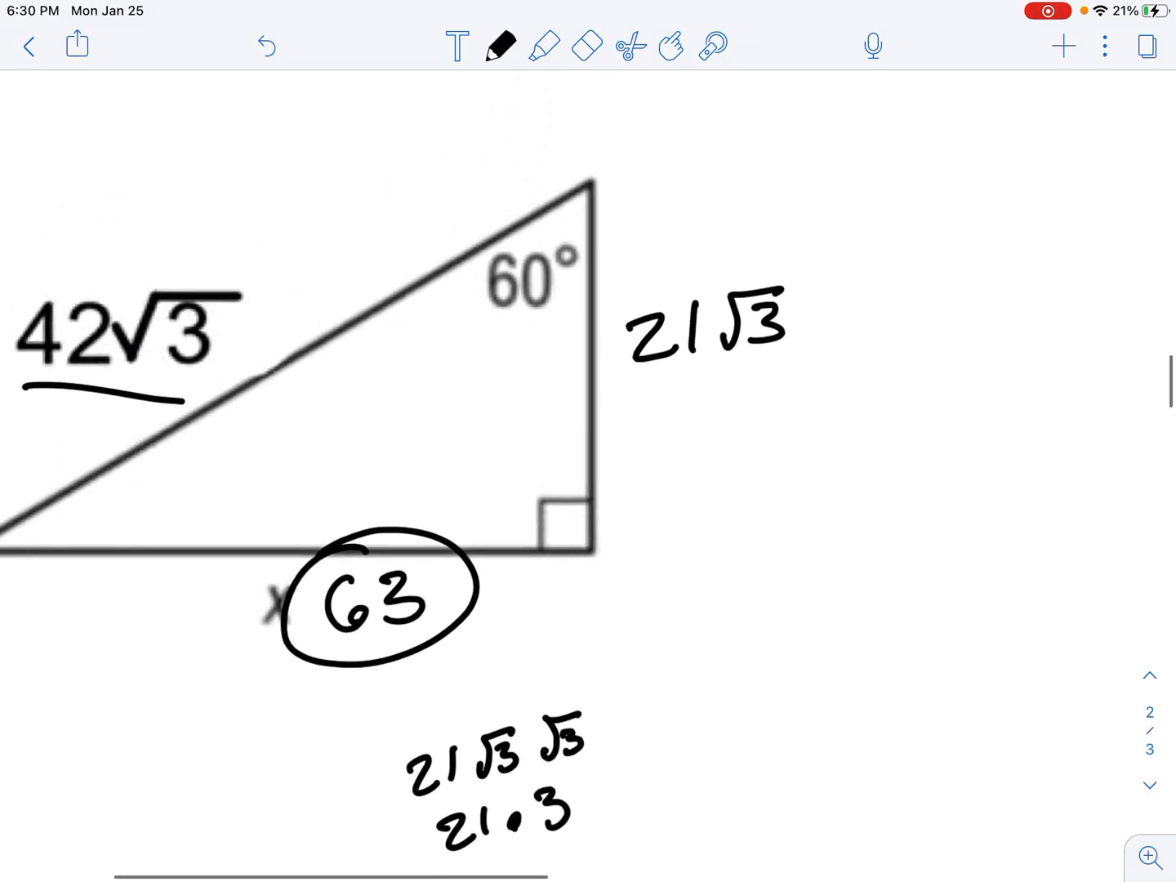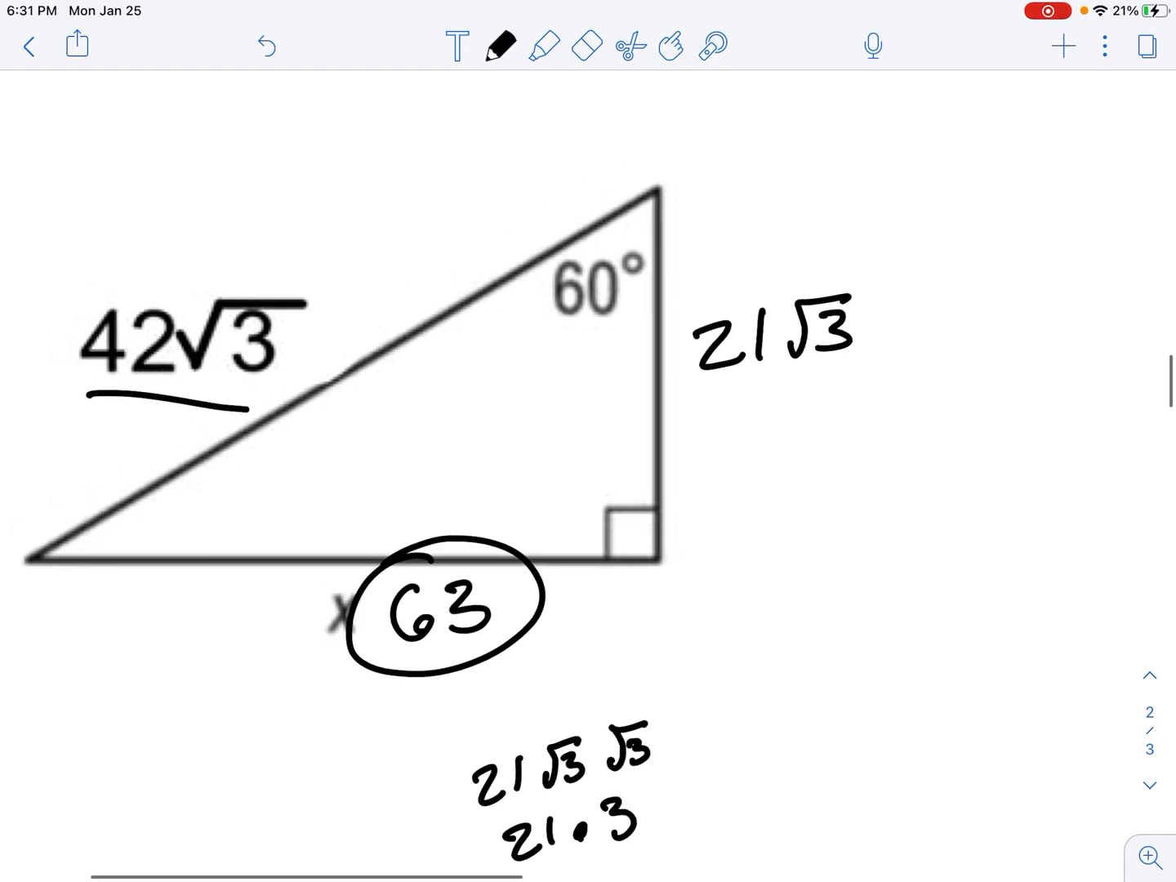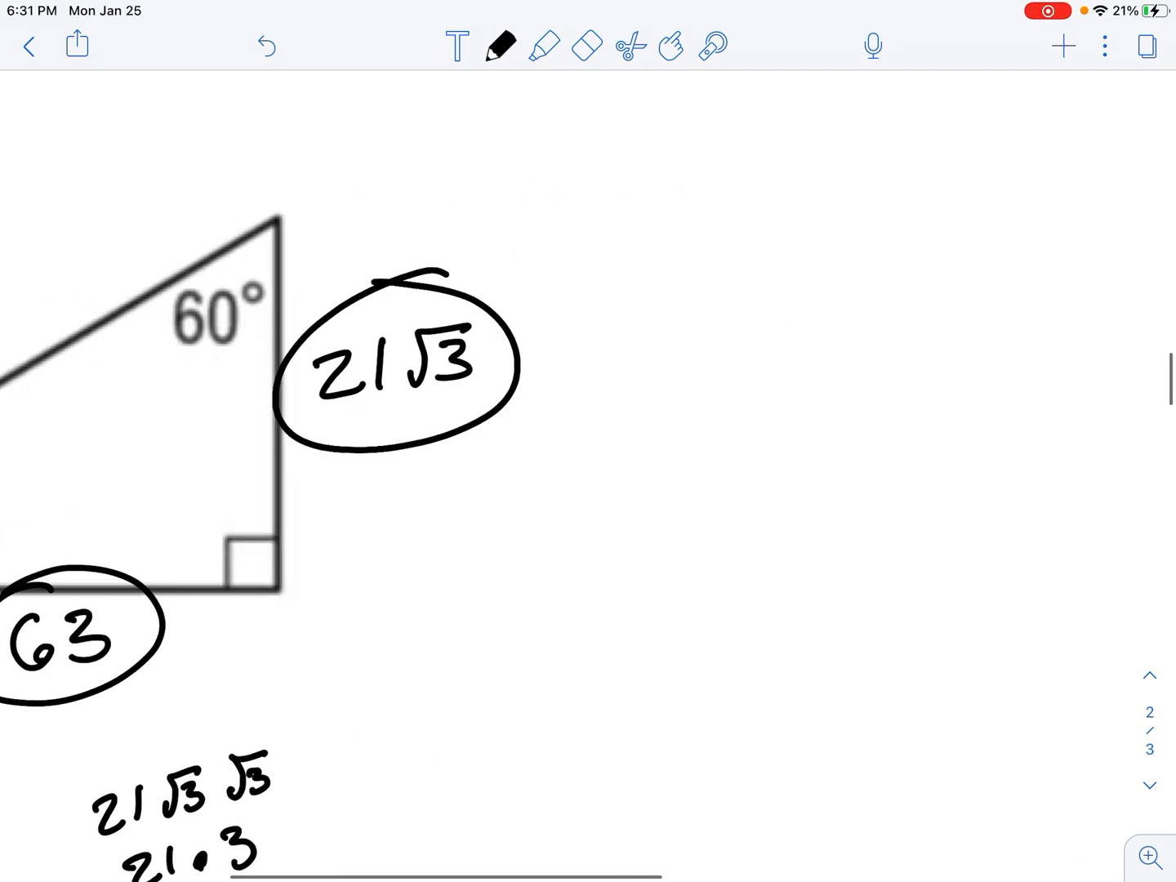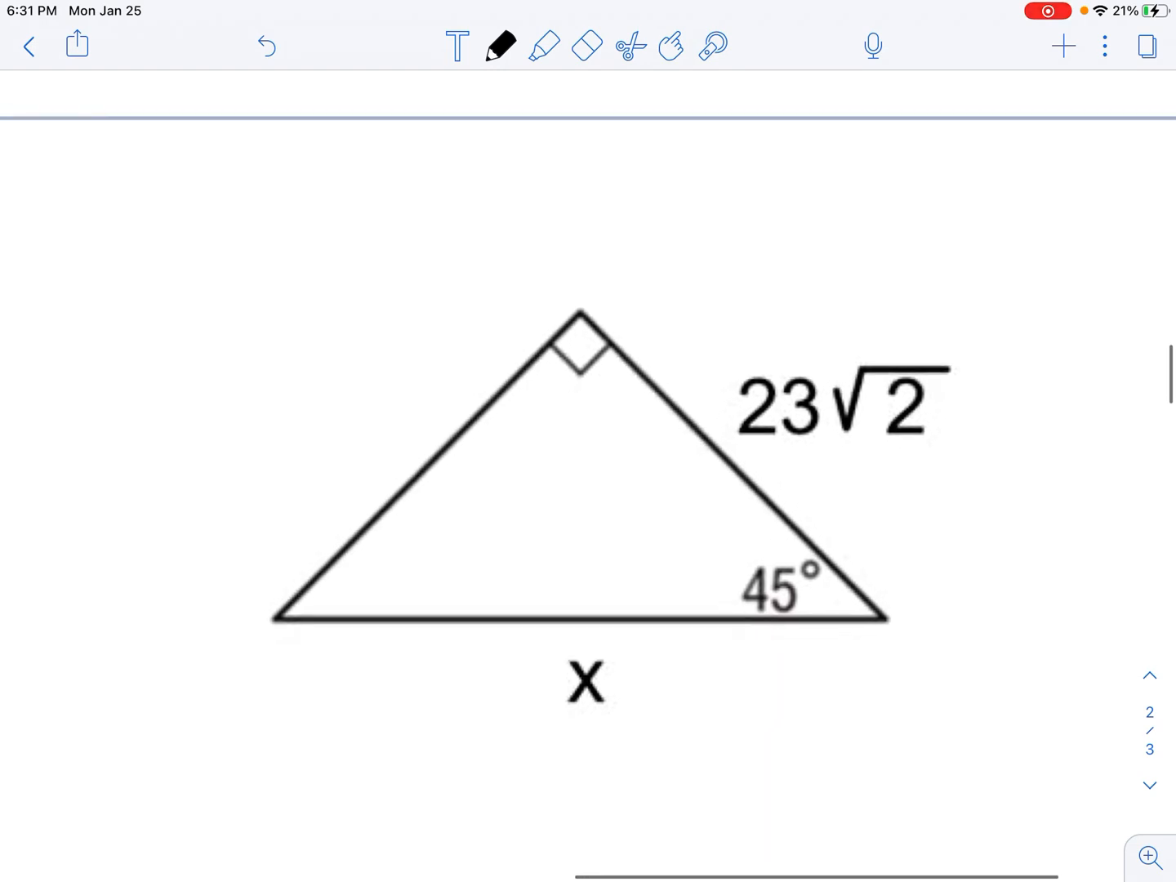So by the way, on that one, even though it wasn't asking for what this was, you had to find that in order to get to the x. So sometimes you just have to find all the parts of the triangle to get what you need. Moving on to the next one.